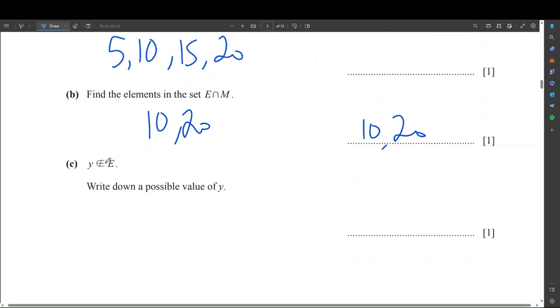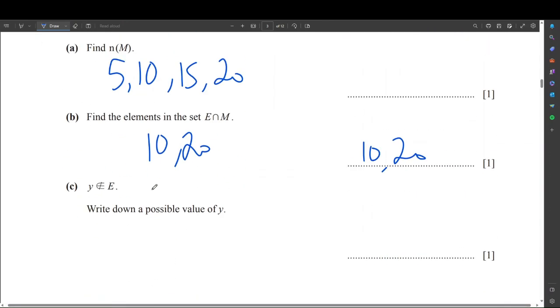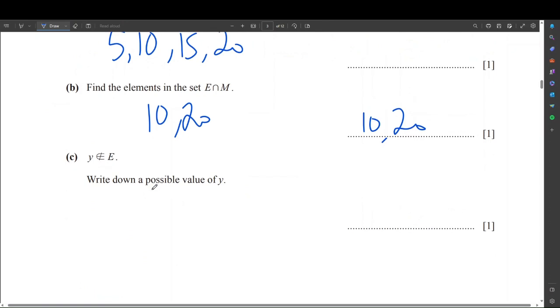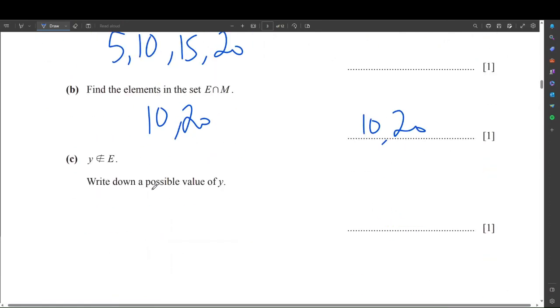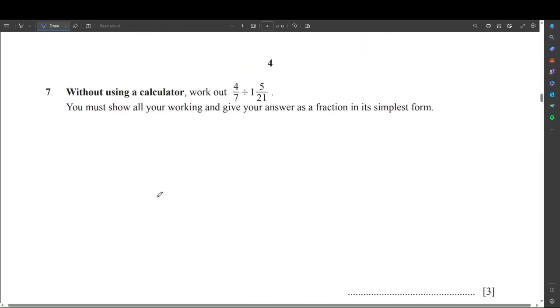Now, Y is not a set. Y does not belong to set E. E is for even numbers. So basically, we can put down any number which is not even and which is between 1 and 20. So I can write something like 13.